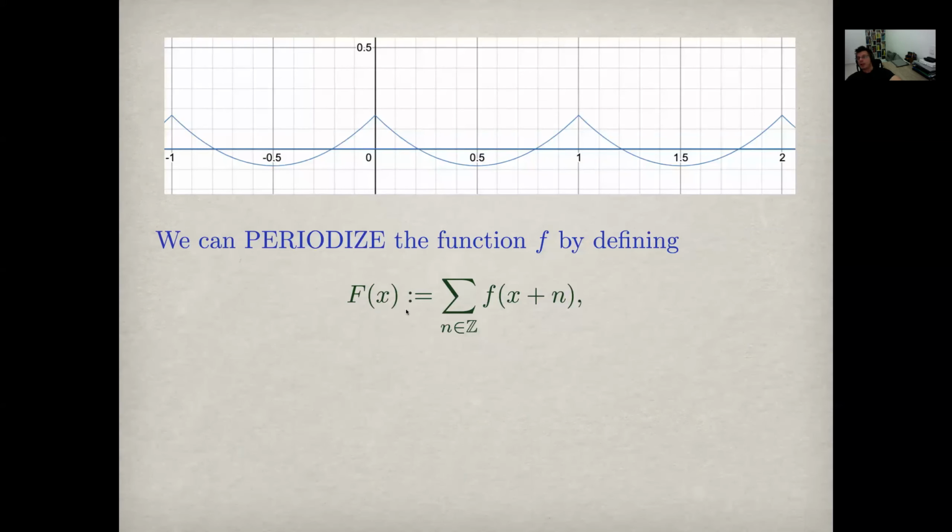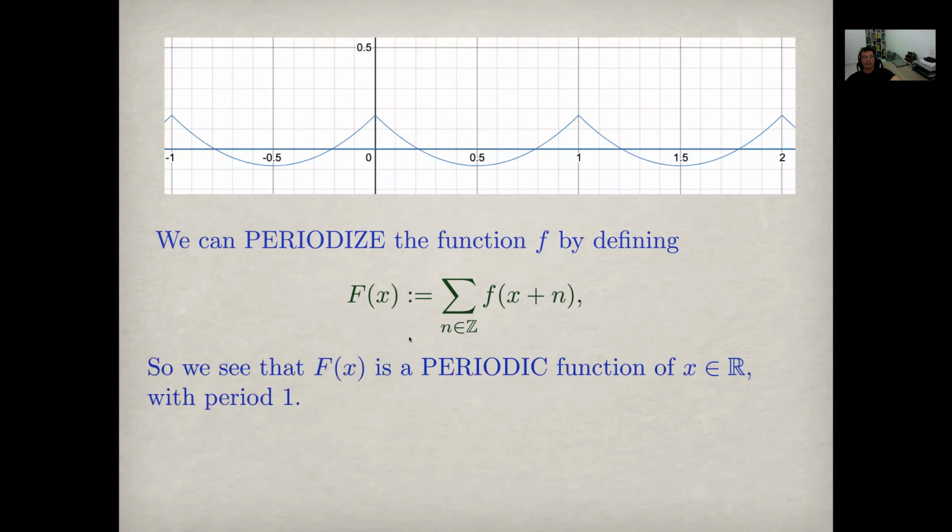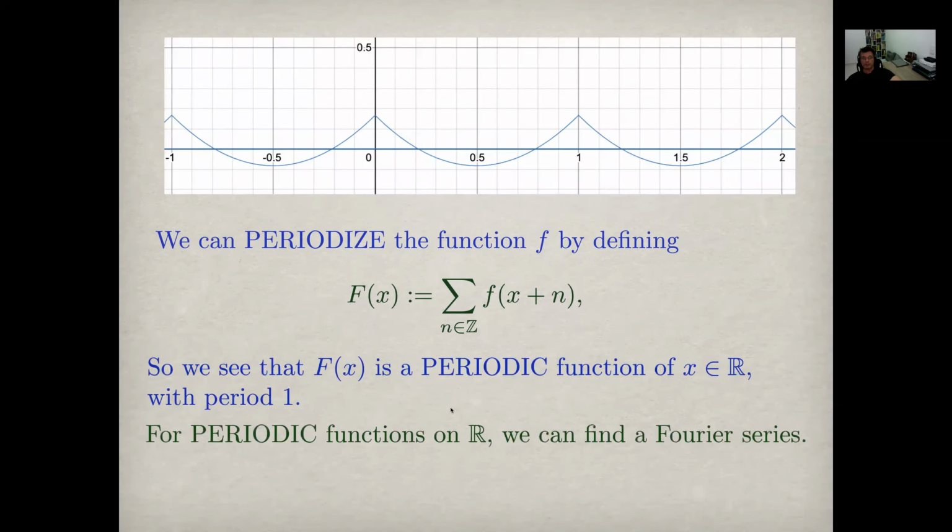So algebraically, we can form the infinite series f of x plus n. In other words, we translate x by every integer n and form the sum. And geometrically, it's just this picture at the top. So we take the graph and move it to the left and the right by all integer translates. And remember, little f was compactly supported on the unit interval, so there's no problem with convergence. And this capital F is now a periodic function of x in the reals with period 1.